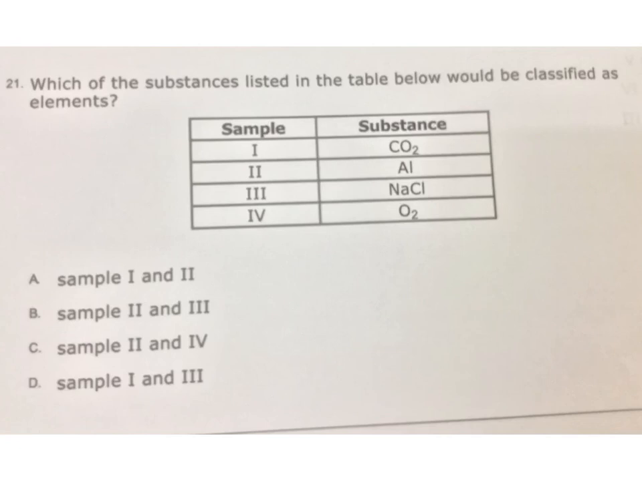Number 21, which of the substances listed in the table below would be classified as elements? So you have the table at the top, it says sample, and then the other it says substance. So A, would it be sample 1 and 2? B, sample 2 and 3? C, sample 2 and 4? D, sample 1 and 3?